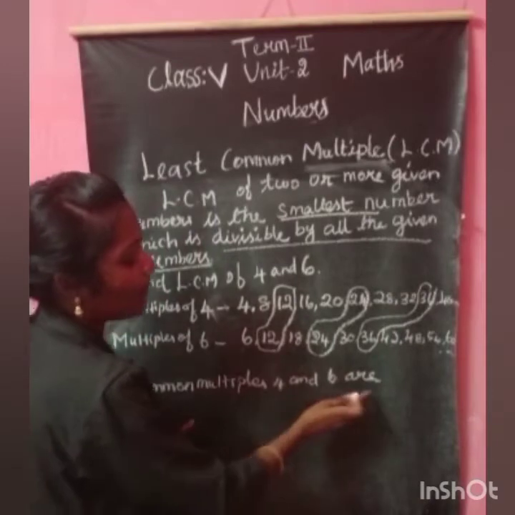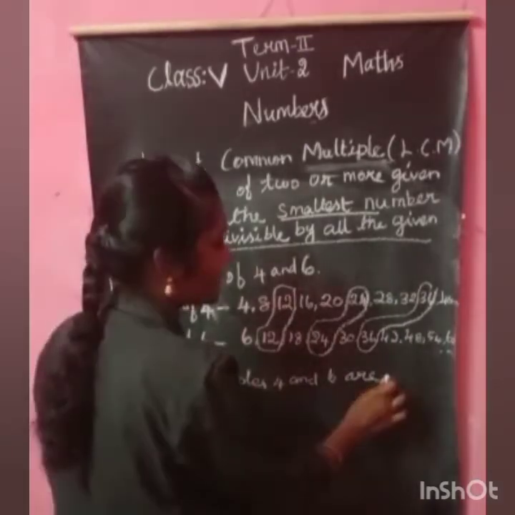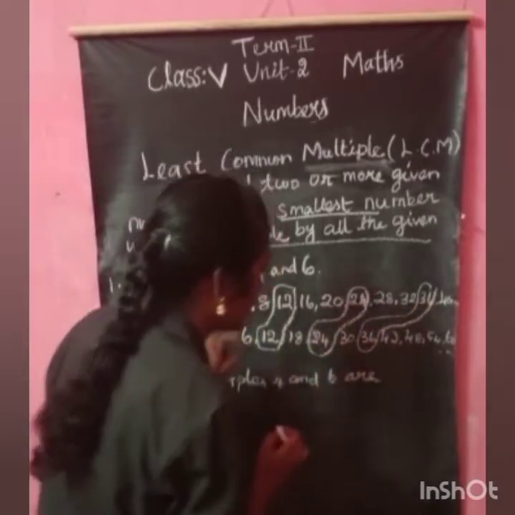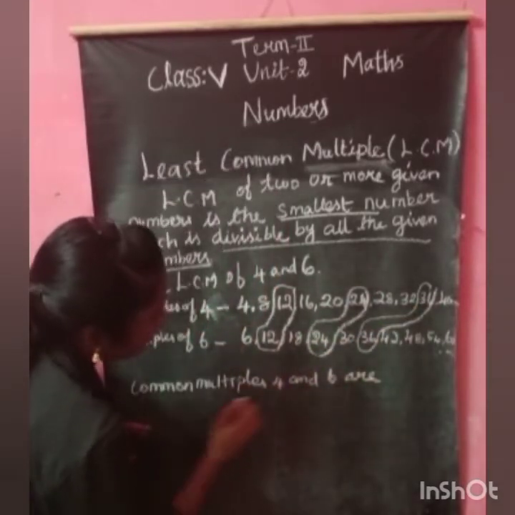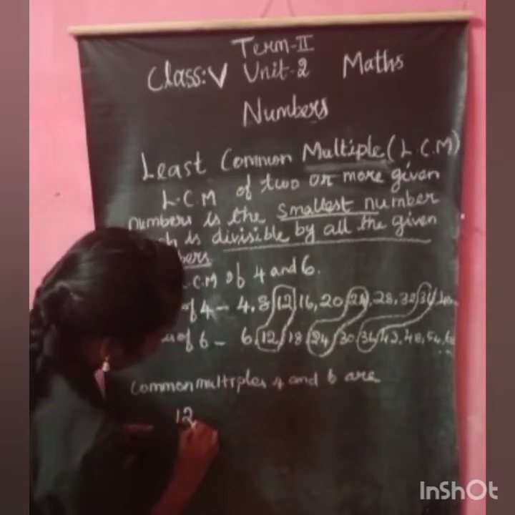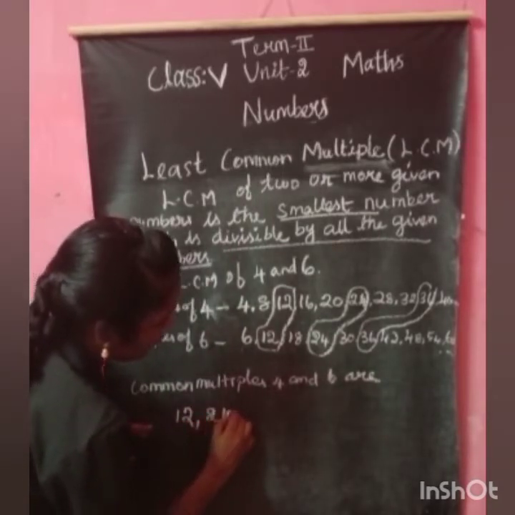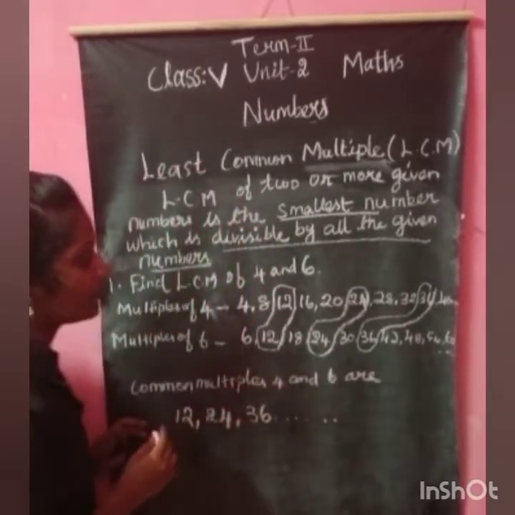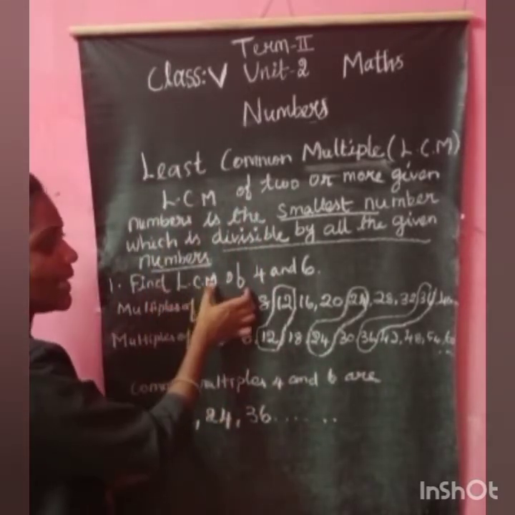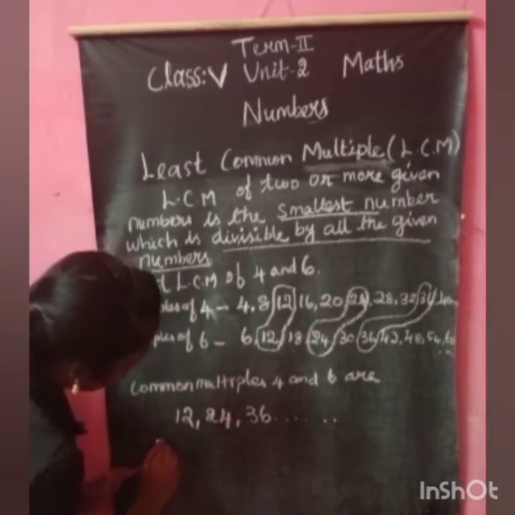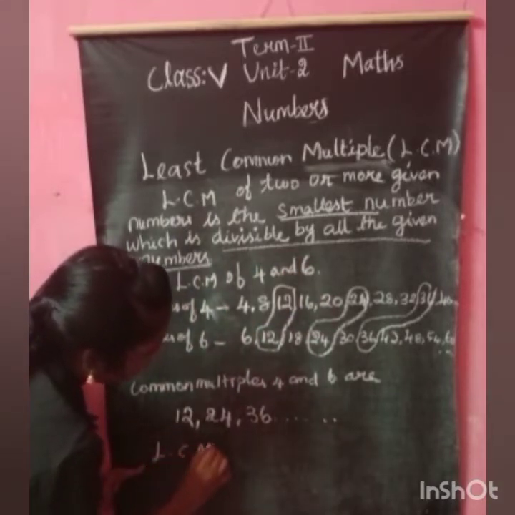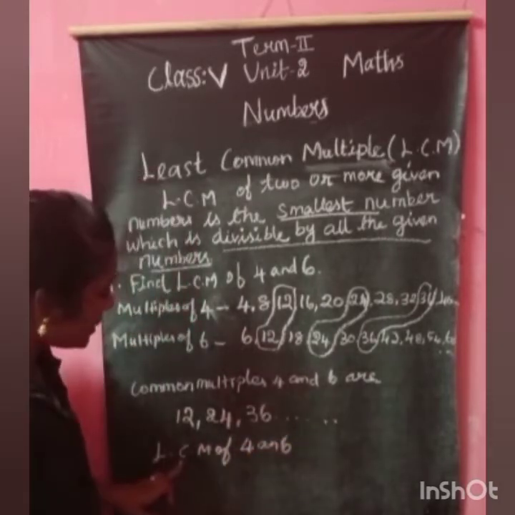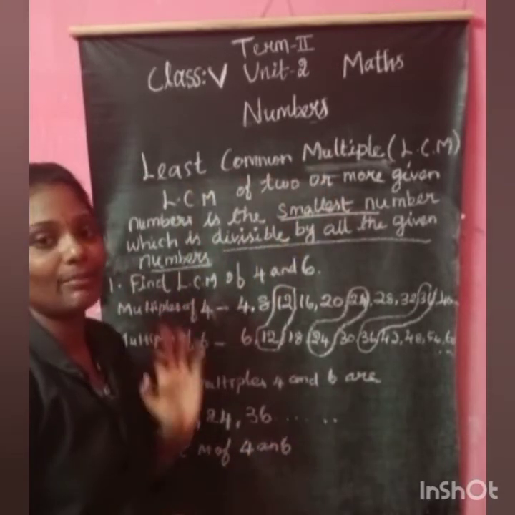Now write the common multiples of 4 and 6. So 12, next 24, then 36, and so on. Next, write LCM of 4 and 6. LCM is least common multiple.